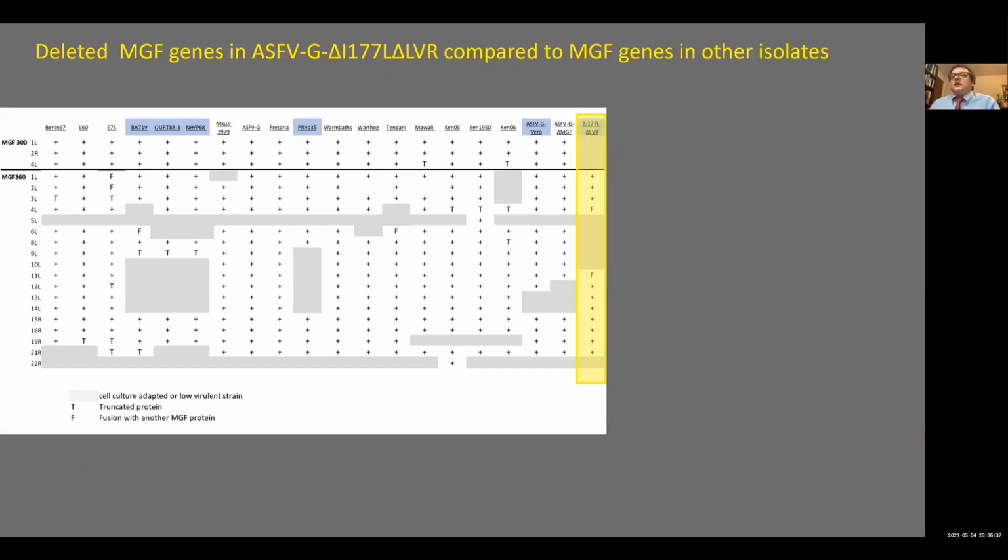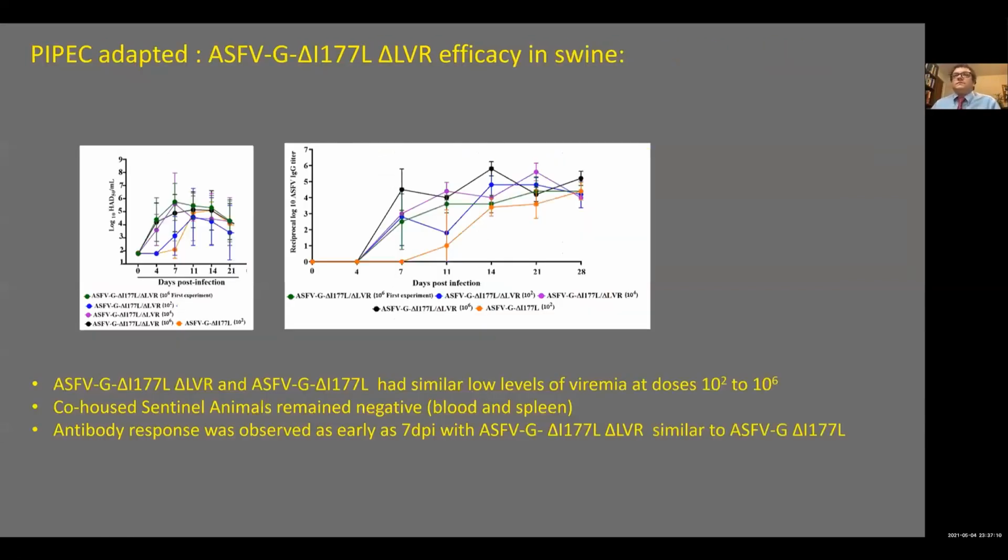When we compared this area to other isolates of ASF, we found that all isolates of ASF over sequence have all 3 of these MGF 300 genes, and most isolates had the other deleted MGF genes, with all 6L and 8L being present in all isolates. So this was interesting, that these genes, for some reason, appear to be highly conserved and required in all isolates of ASF. However, they were able to be deleted in our adaptation studies.